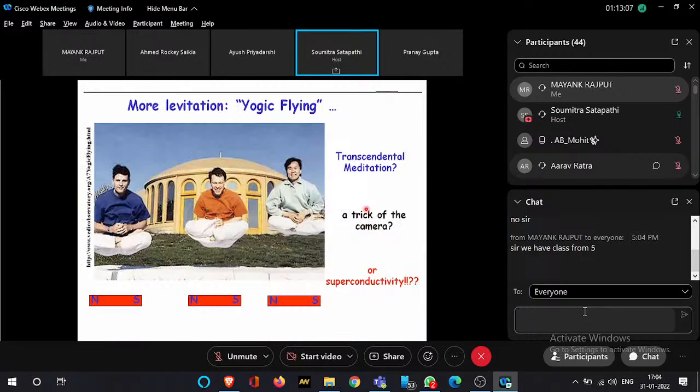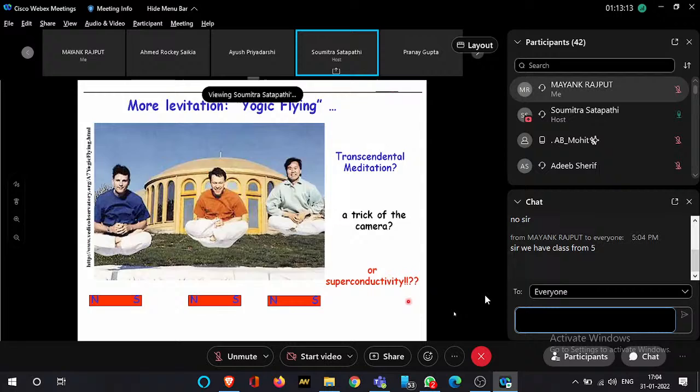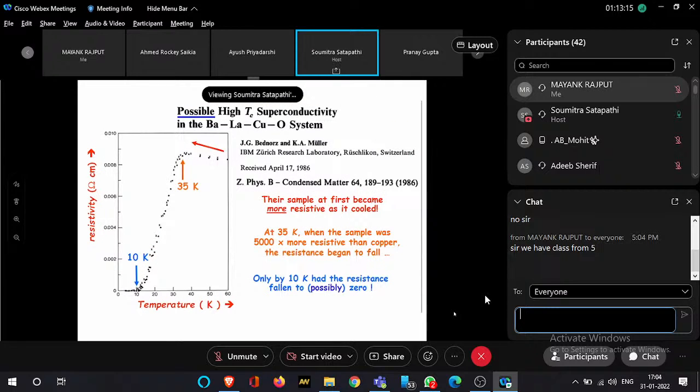Okay, so you have a class. So I think I have to stop it here. You have also talked about yogic flying. This is all possible with the superconductor. So today I discussed with you the preliminary concepts of three different things. One is nanomaterials. Second is super cold atoms and quantum cryptography. And third is superconductivity. These are all exotic phenomena of quantum physics.